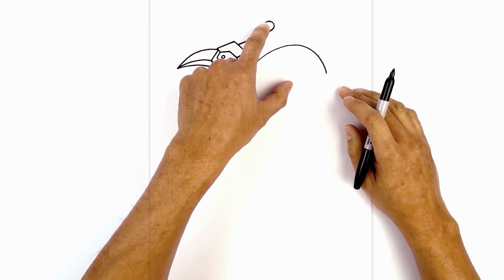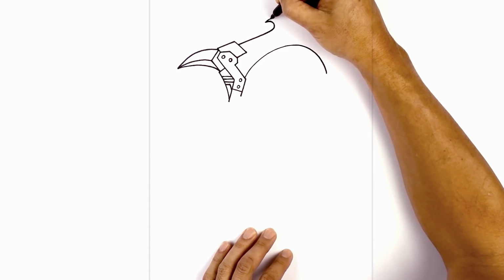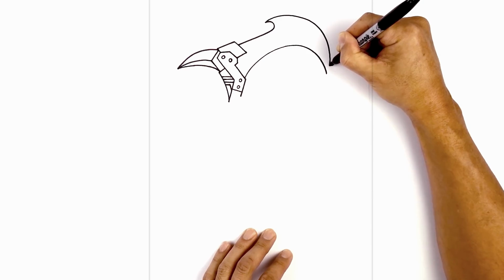Now from here, we're going to connect the top and the bottom with the edge of the blade. Starting at the top, we're going to curve out, round it out, and just meet up with the bottom point.